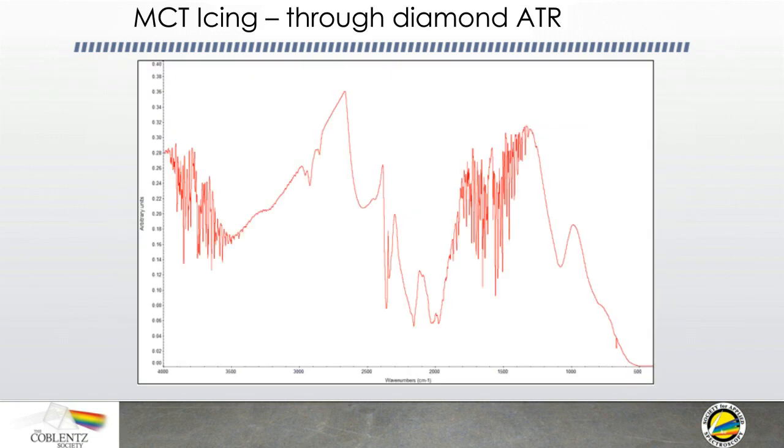In this particular single beam, we're looking at a couple of things. This was done through a diamond ATR, so we see the diamond phonon absorptions, but we also see a substantial dip over here. What this represents is a mercury cadmium telluride detector where the vacuum was broken. So when you poured liquid nitrogen into it, there was icing inside, and this is basically a spectrum of ice. So looking at something like this will show you that you've got a problem with the detector.